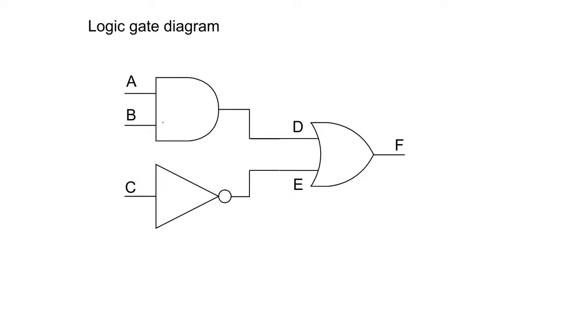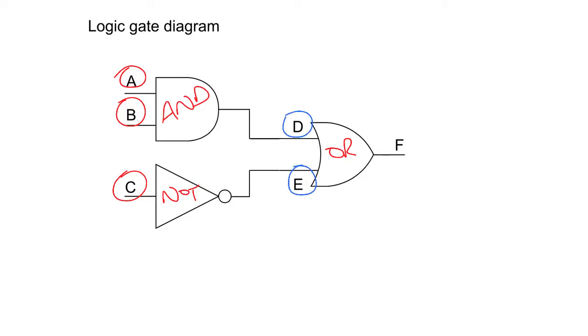Here we have an AND gate, a NOT gate, and an OR gate. And you'll notice that there are three inputs, A, B, C, and two further inputs, D, E, and one output, F.